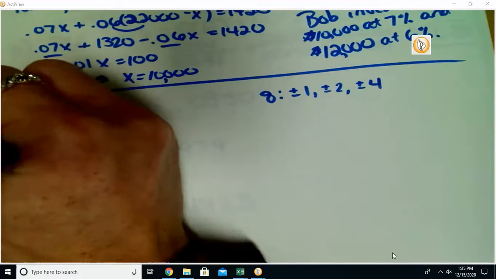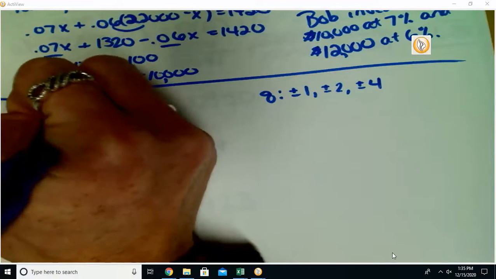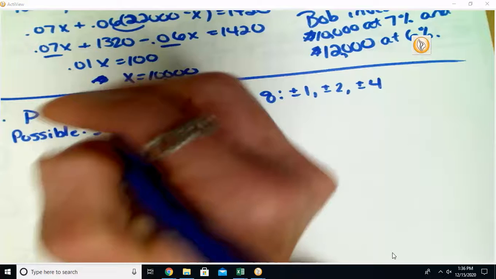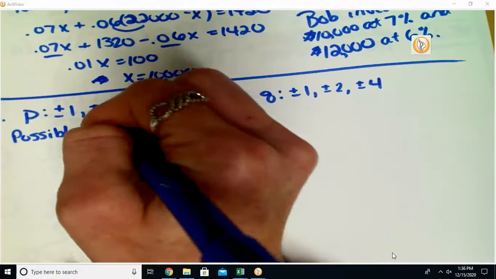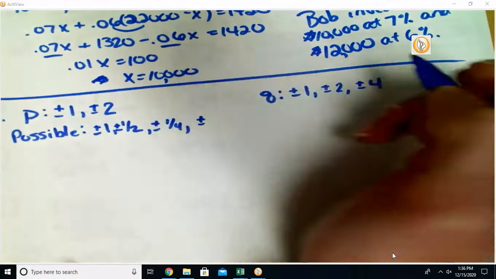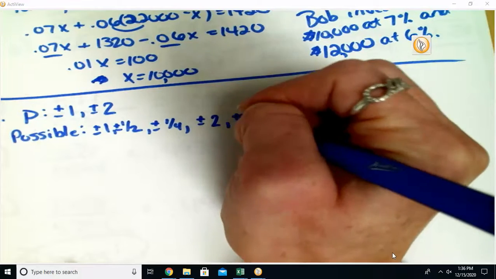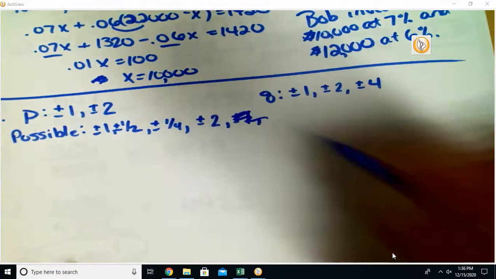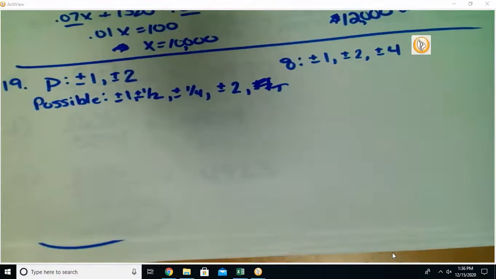Then you list your possible zeros. That's P over Q. So all of these get a plus and minus: 1 over 1, 1 over 2, 1 over 4, 2 over 1, 2 over 2 is 1, which we already have, 2 over 4 is 1/2, which I already have. So that's it. Be prepared on the final for me to ask you to do all these steps. Find your possible zeros and go through that whole process.